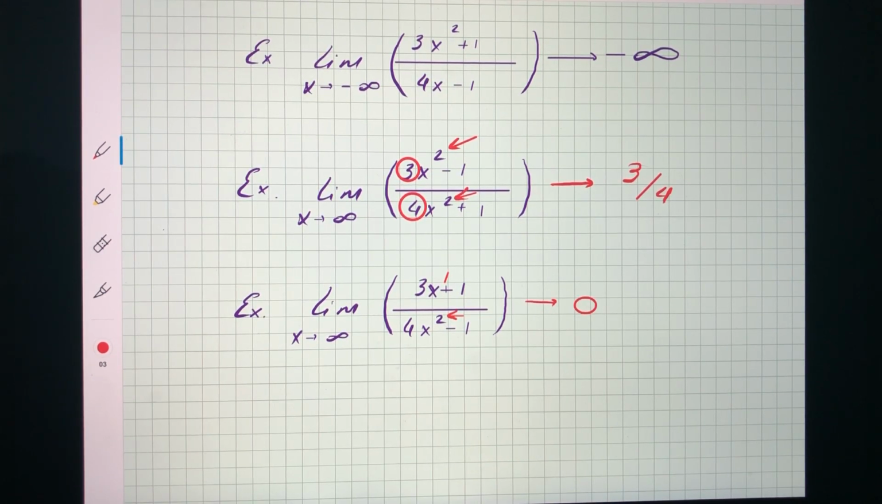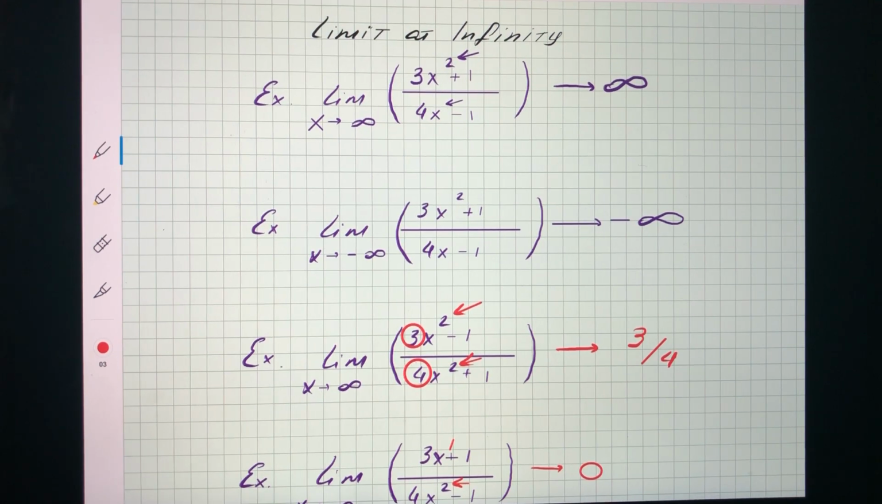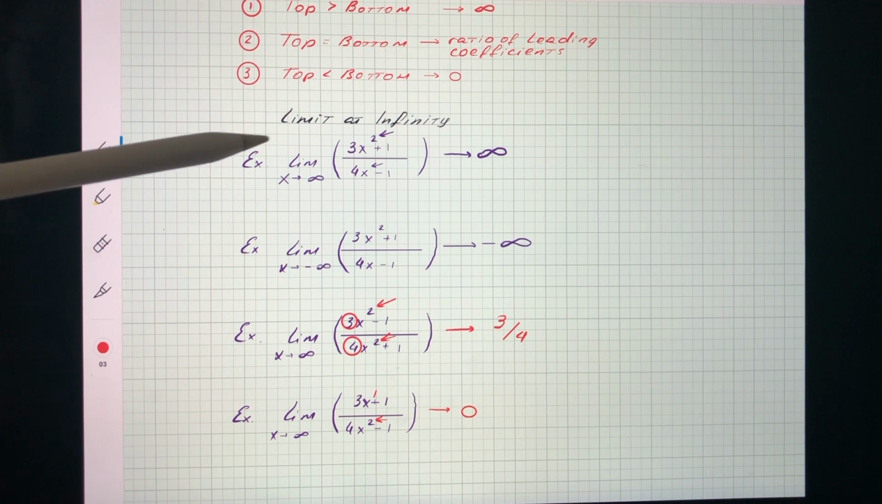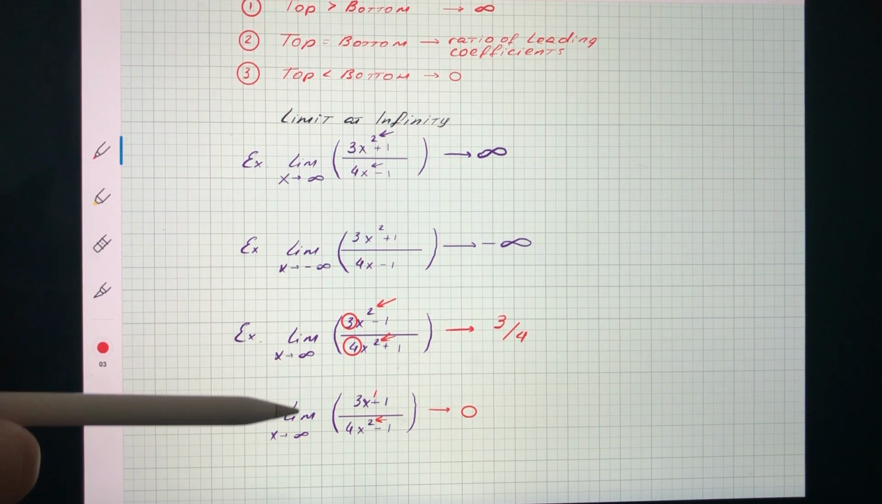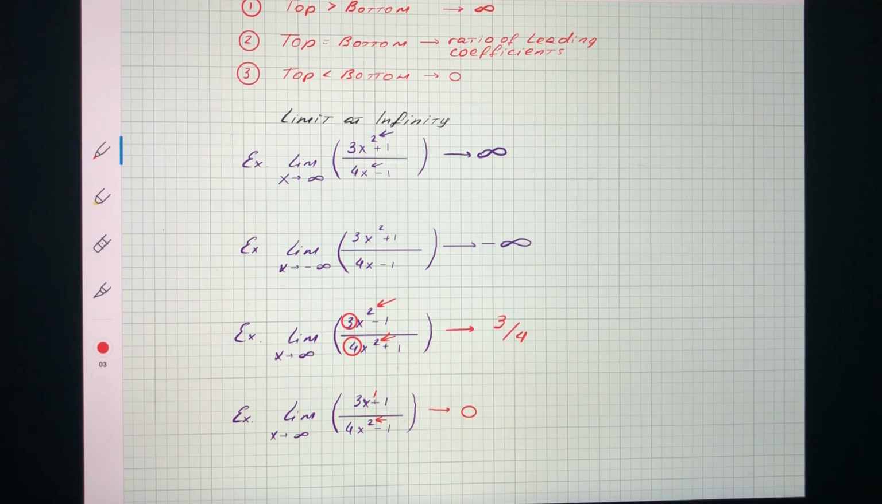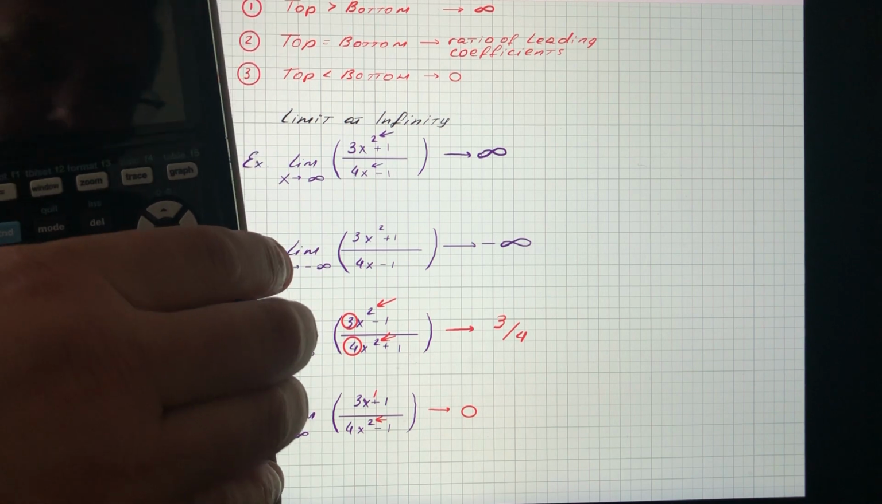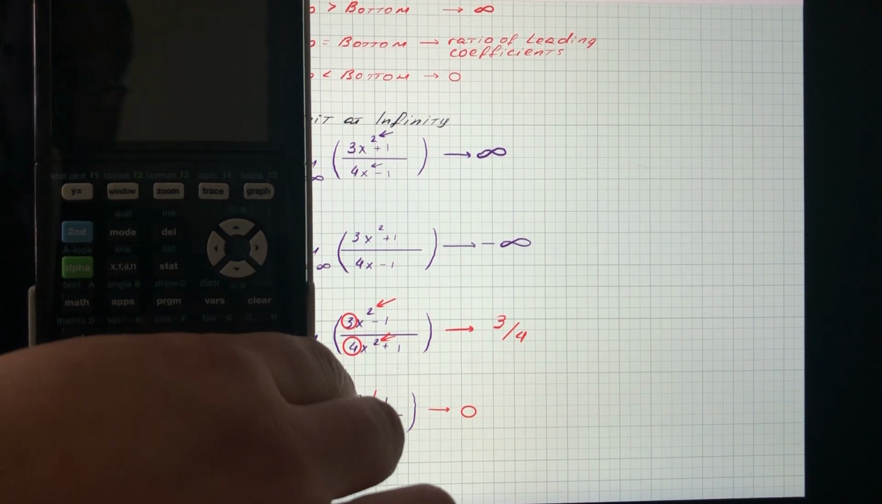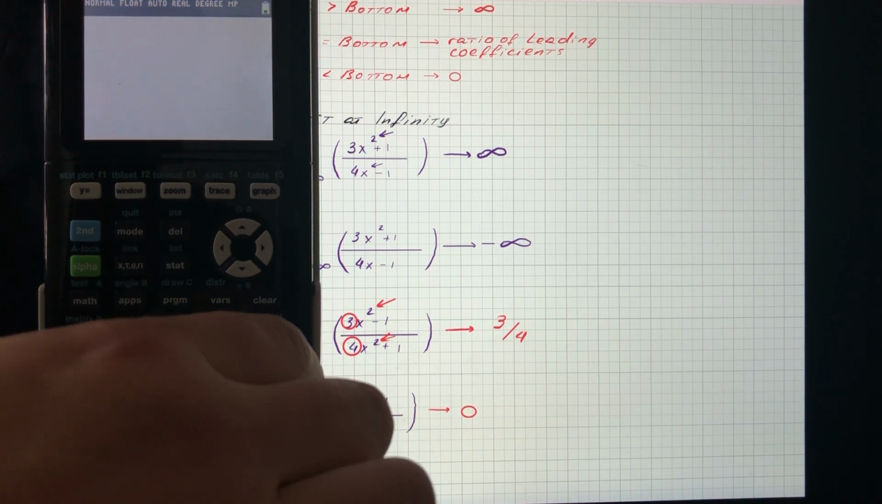The answer is 0. We can also check this work using the calculators by plugging each one of these into our y function and seeing what happens as x gets larger and larger and larger. We can do this right now. Let's look at the first example and see if we can come to the same conclusion. So here is our calculator.